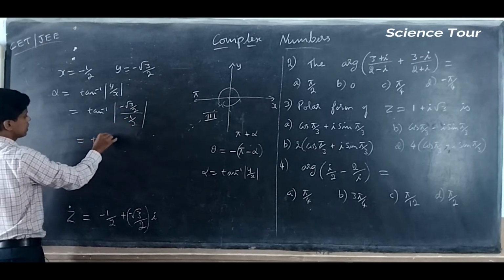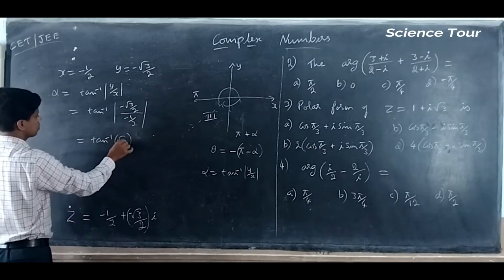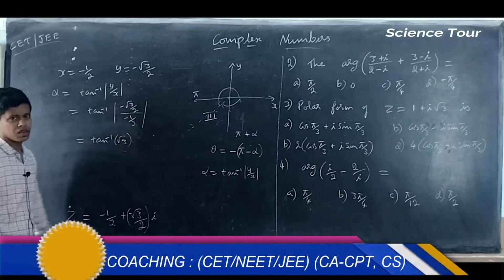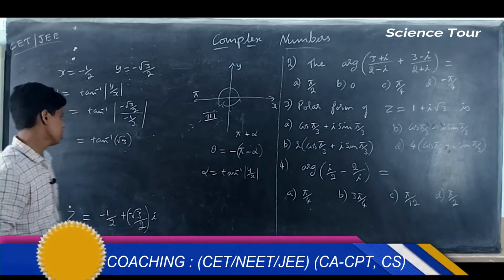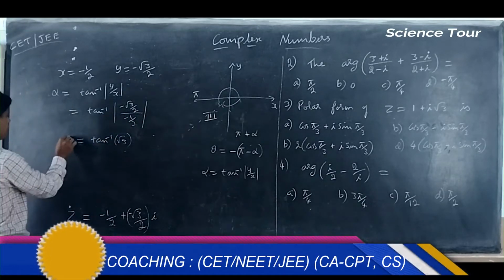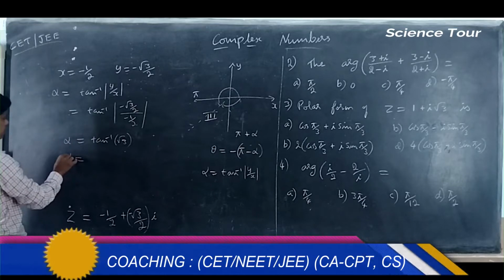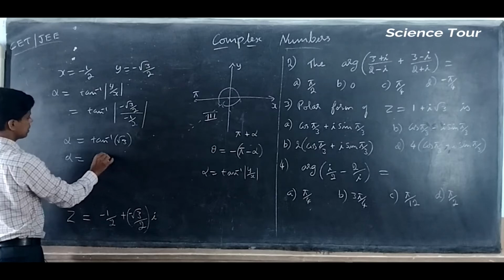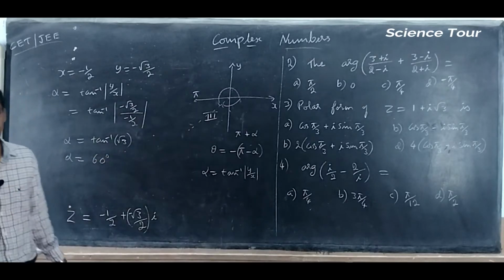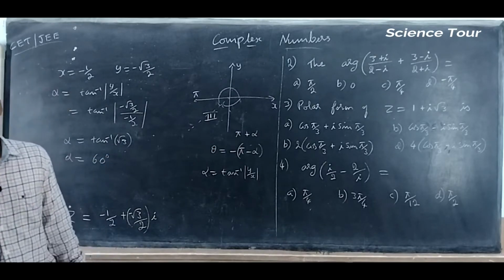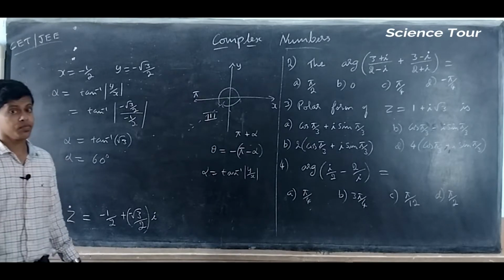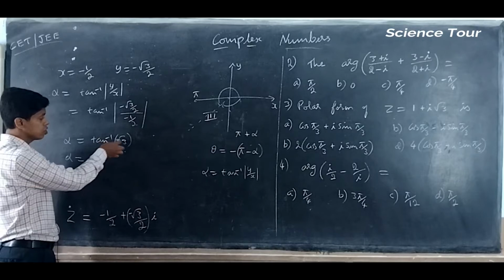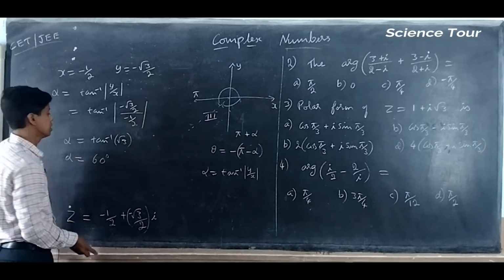So this is tan inverse of root 3. Mod makes it positive, otherwise both negatives cancel. You get positive itself. Now what is your angle here? That is 60 degrees, is it not? For what angle do you get root 3 in terms of tan? Tan 60 is root 3, therefore tan inverse of root 3 is 60 degree.